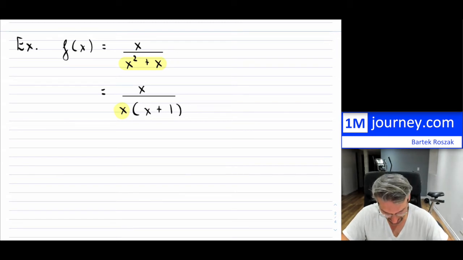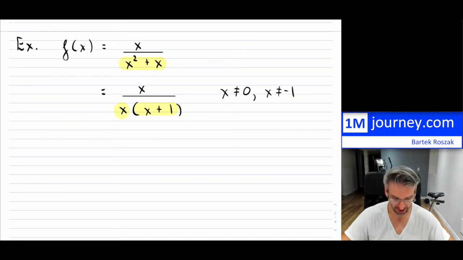And the other place that we can't have x is we cannot have x at minus 1 right here. So we have a restriction on x. So x cannot be equal to 0, and x cannot be equal to negative 1 from the denominator.